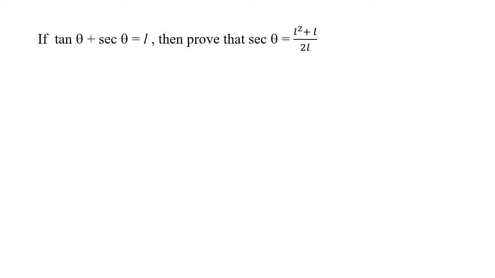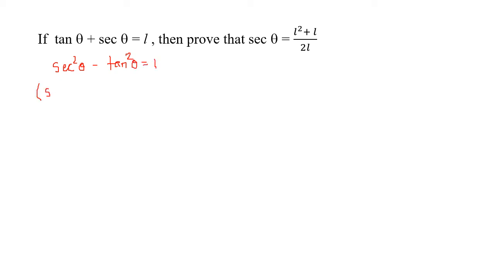Look at this sum. Tan theta plus sec theta equal to L. We have to prove sec theta equal to L square plus L upon 2L. So in this kind of sum, what do we do? We first write an identity. What is the identity we know? We know the identity sec square theta minus tan square theta equal to 1. So let me write sec square theta minus tan square theta equal to 1.